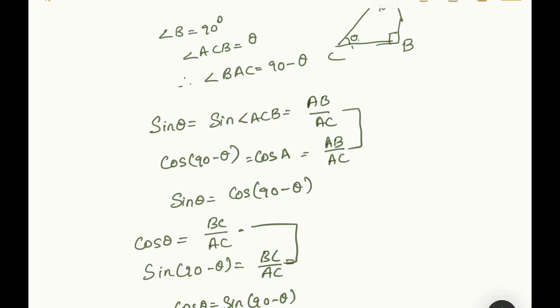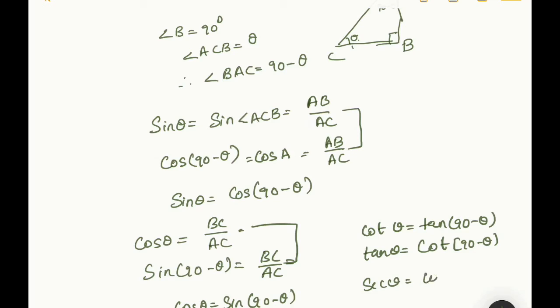In a similar way, if you solve, you will get that cot theta is equal to tan 90 minus theta and tan theta is equal to cot 90 minus theta. Similarly, secant theta is equal to cosecant 90 minus theta. Cosecant theta is equal to secant 90 minus theta. You can find a table on page number 307 in your textbook. Go through that table, you will get a clear idea.